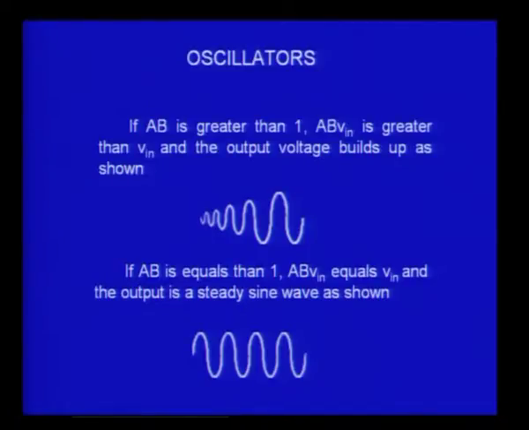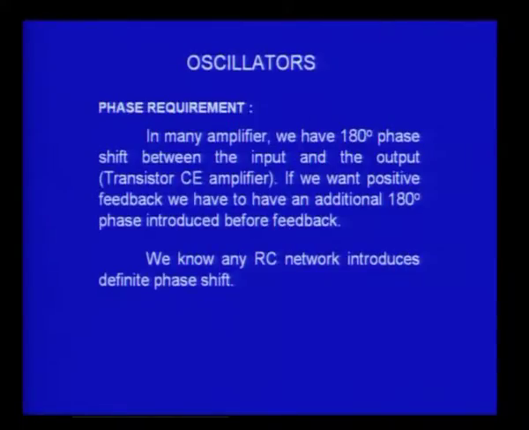What we want is something which will sustain the oscillations with constant amplitude. That happens when A beta is equal to 1. Then A beta V in is also equal to V in, because A beta becomes 1. So both are V in, and therefore there is no loss, there is no decrease, there is no increase, it maintains the same input, and therefore you get the same output. That means you get a steady output sine wave. That is what is shown in the picture at the bottom. So this is basically the idea behind the principle of the oscillator.